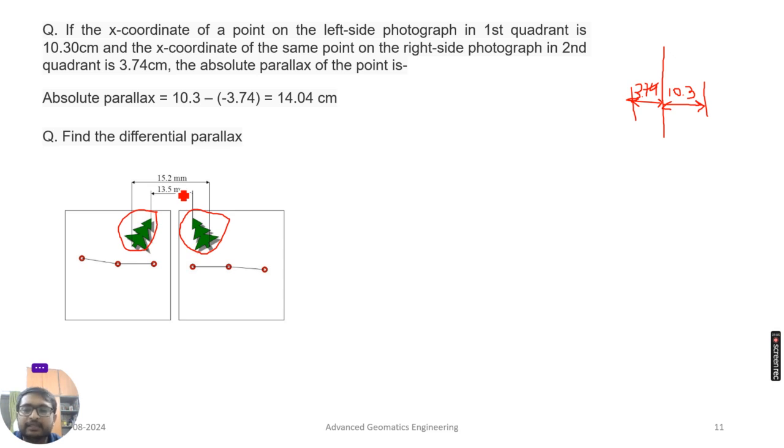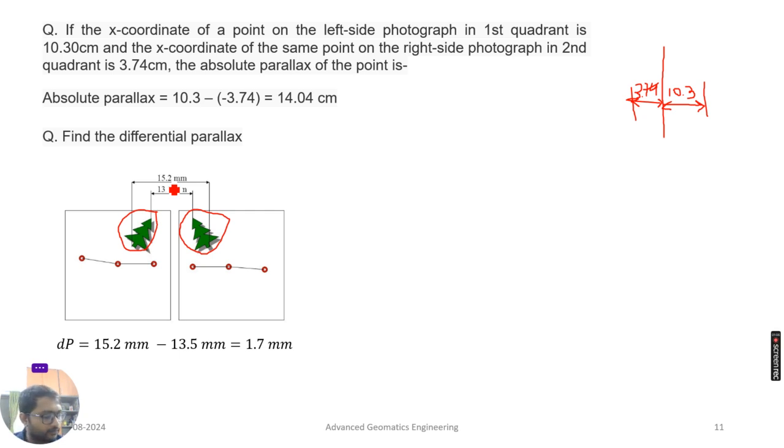This 13.5 which you are seeing here is an absolute parallax. So if you take two different absolute parallaxes, of the top and bottom of the object, you will get the differential parallax. So here we get 15.2 minus 13.5, which gives you the differential parallax as 1.7 meter.